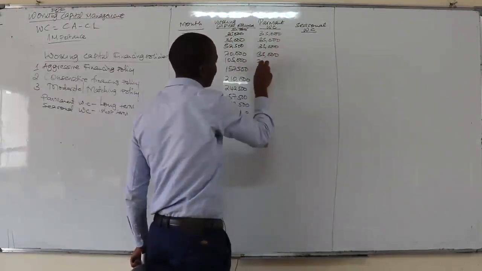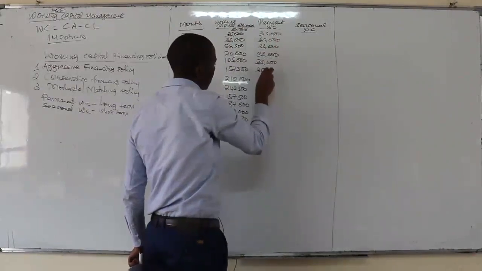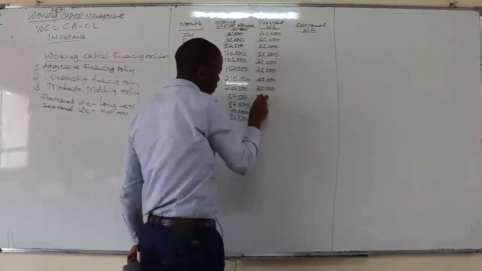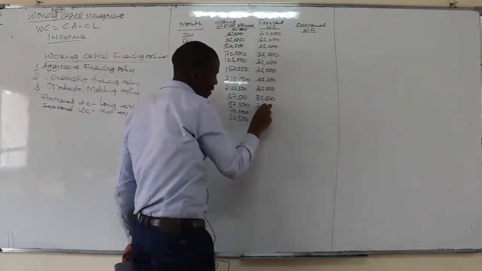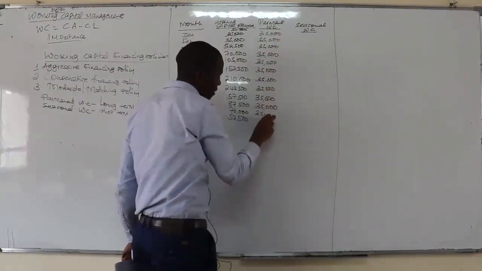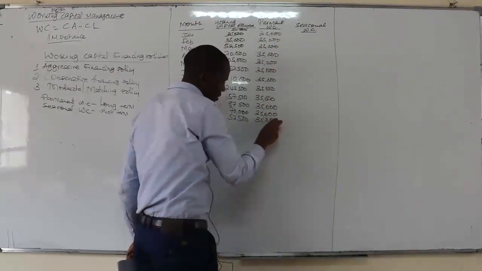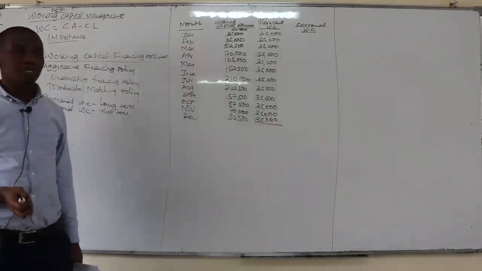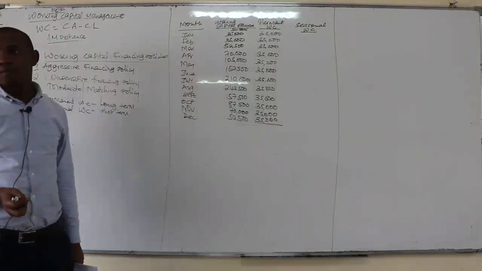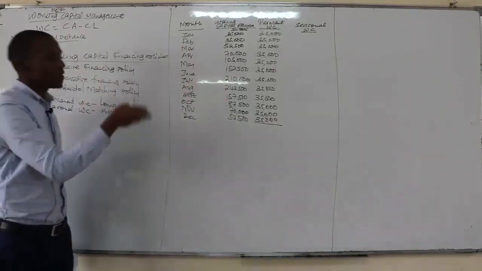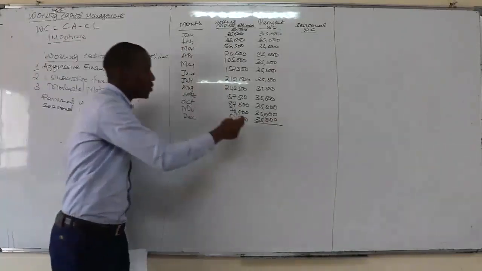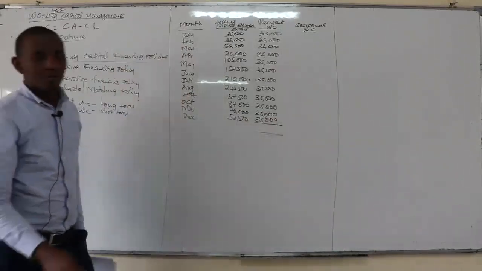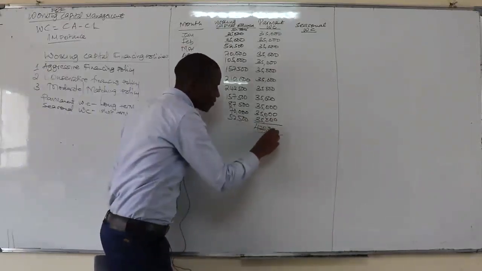So the permanent will be 35,000 for every month, January to December. That is what we have as the permanent working capital. For the permanent working capital, you can just take 35,000 and multiply by 12 to know the total. In 12 months, it gives 420,000. That is for the permanent.